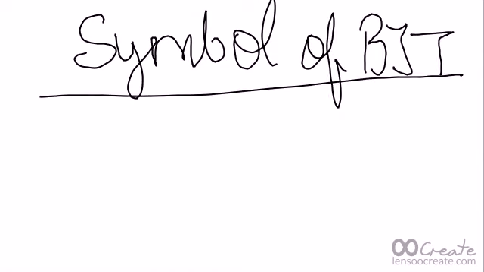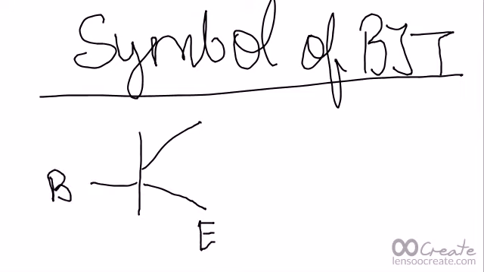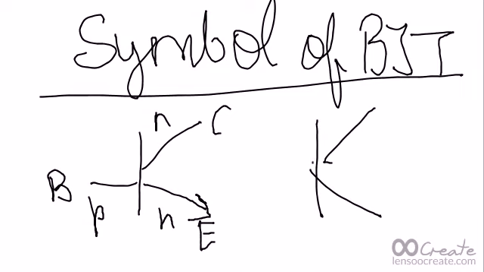Symbol of BJT. This is the symbol of BJT. This is your emitter terminal, this is your base terminal, and this is your collector terminal. If it's NPN, then the arrow will be from base to emitter. You can remember this: if it's NPN, then it's not pointing in, it's pointing out. Emitter, base, collector, PNP.